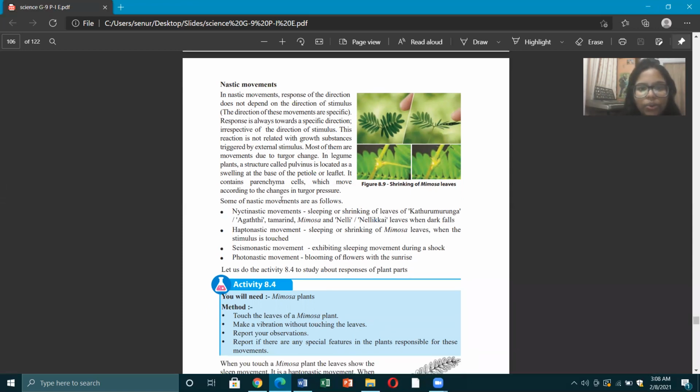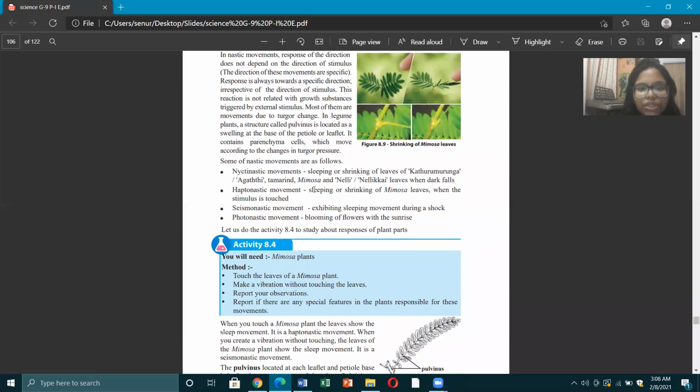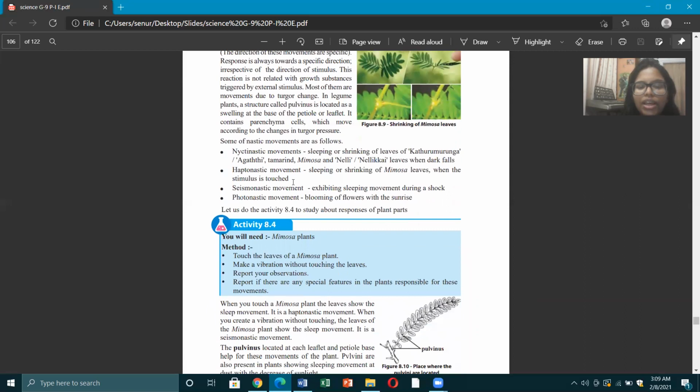Okay? Now if you take the examples here, the nastic movements here are, children, nyctinastic movements. That means nyctinastic movements happen with the darkness. Movements that happen as darkness falls, just like the leaves of the katuru murunga tree wilting. Sleeping or shrinking of katuru murunga, agathi, tamarind, mimosa, nelli, nelikkai leaves.